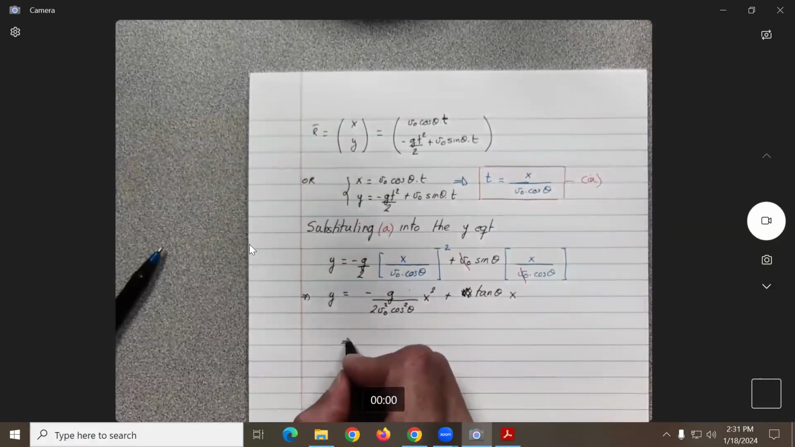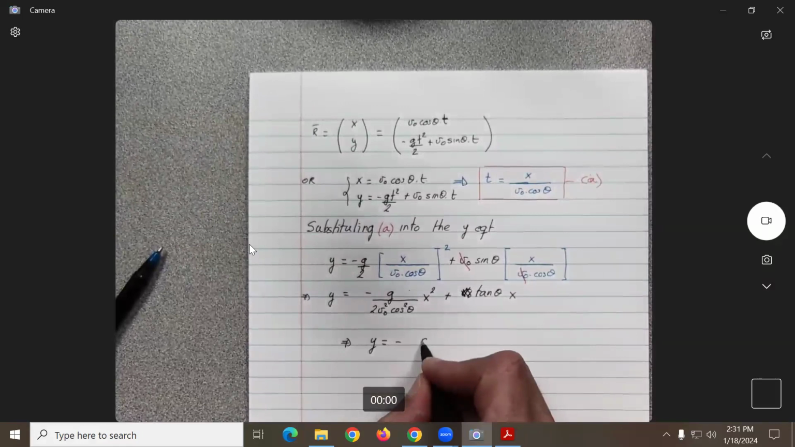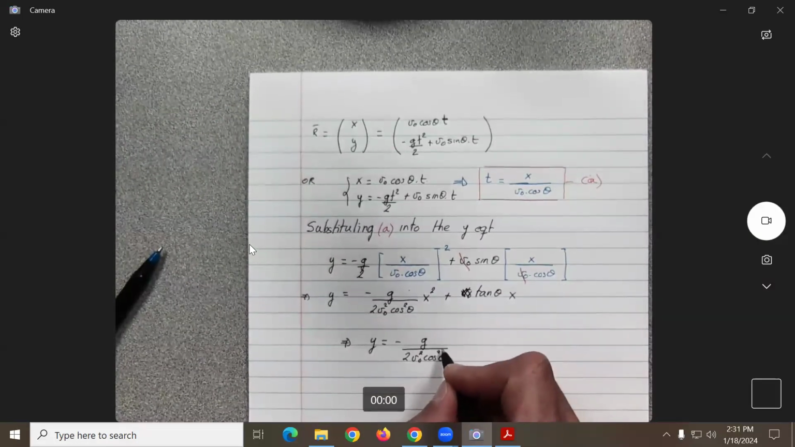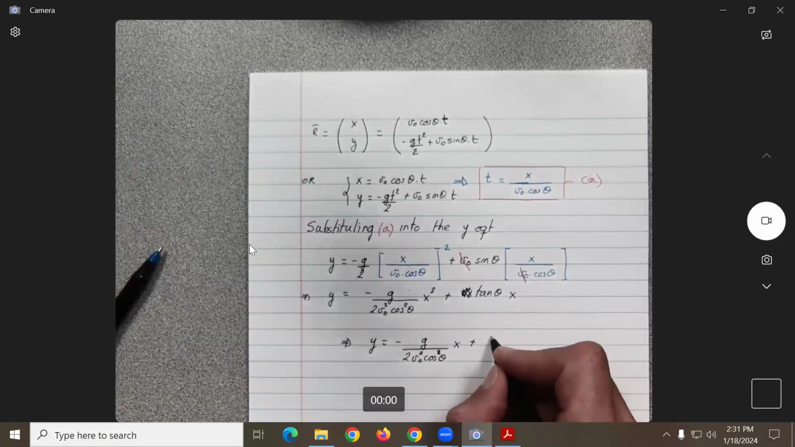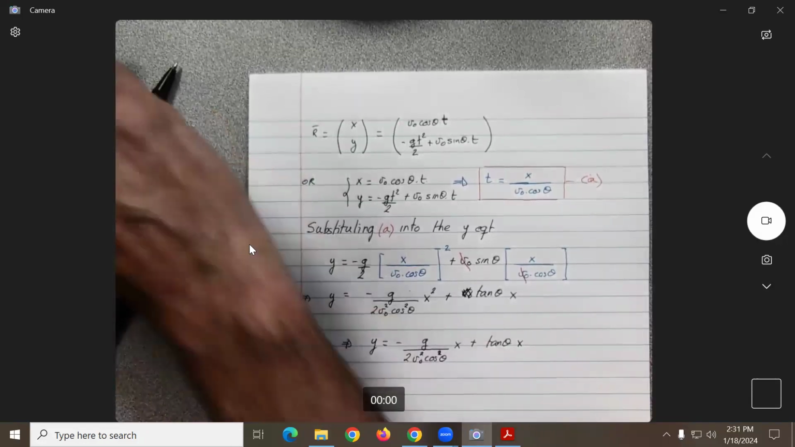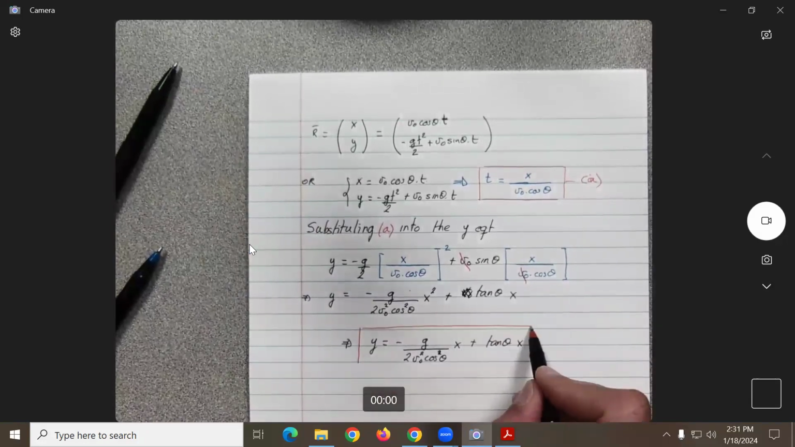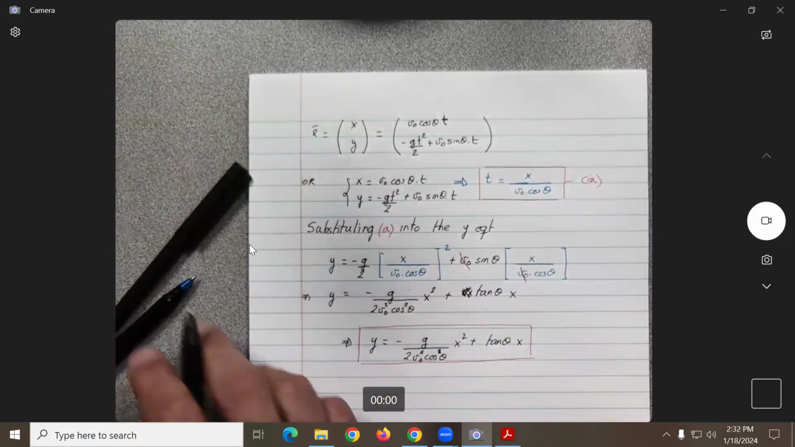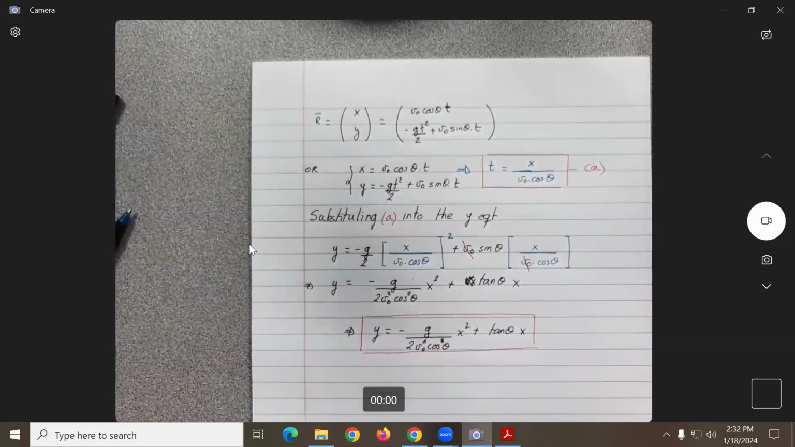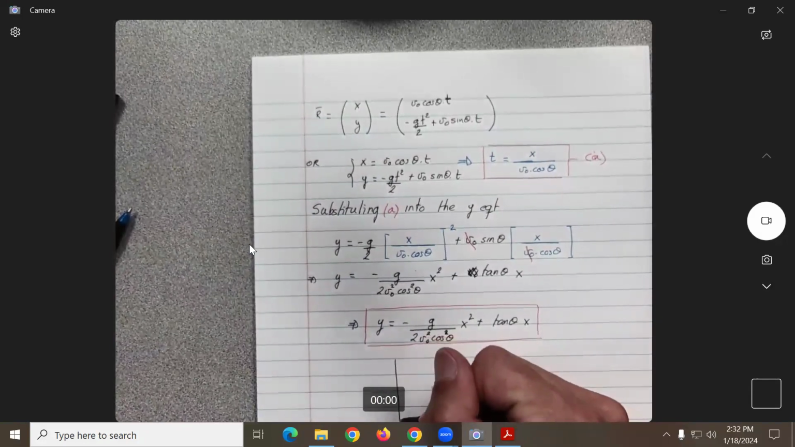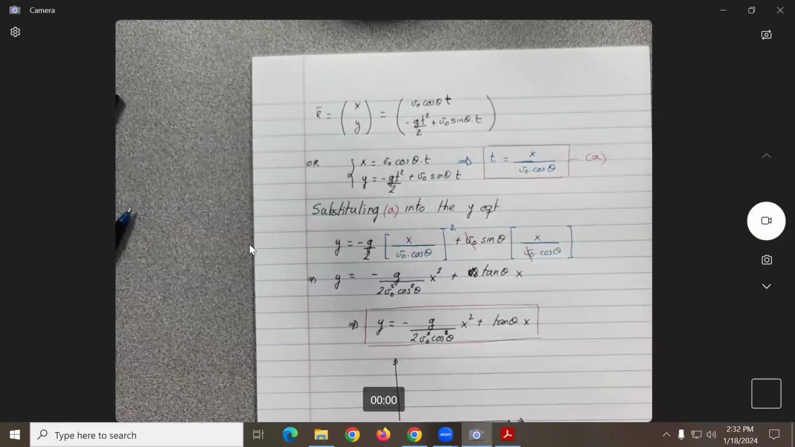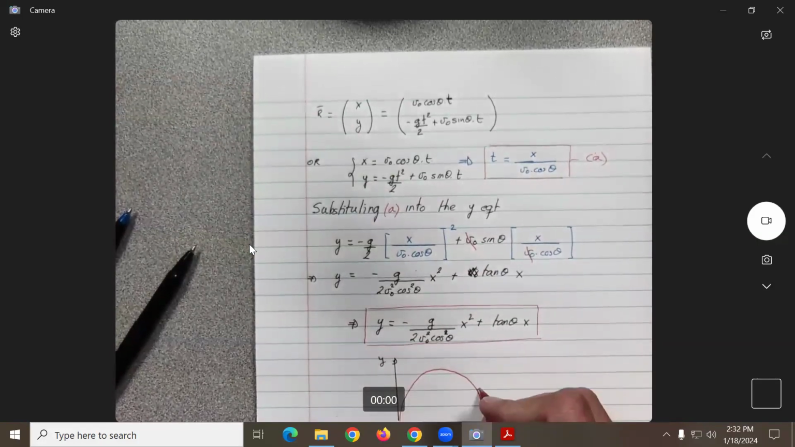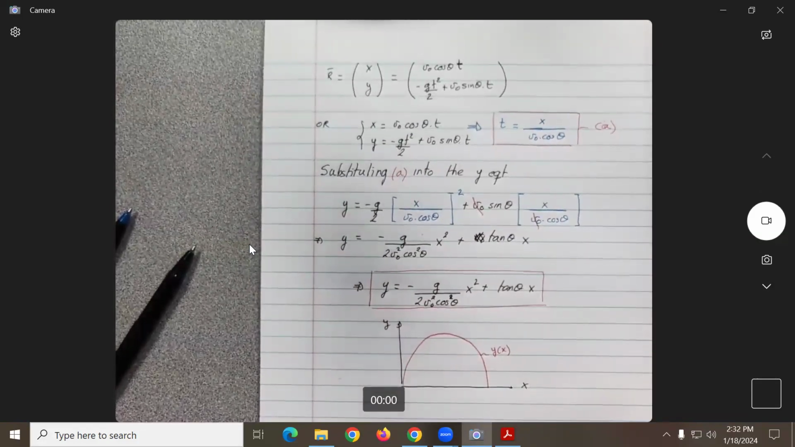Okay, so let me just rewrite it over here. Y equal to minus G divided by 2 V naught squared cosine squared theta X squared plus tangent theta X. You are right, I don't know what I'm doing, okay? So be X squared, I have it here, X squared. So basically, this is the equation of the figure that we did before. Let me just redo it over here, a small one, X and Y. So basically, this is the equation of this curve, no?